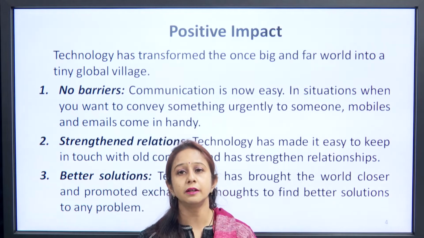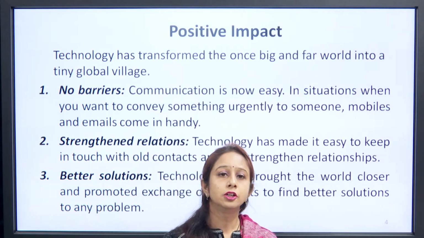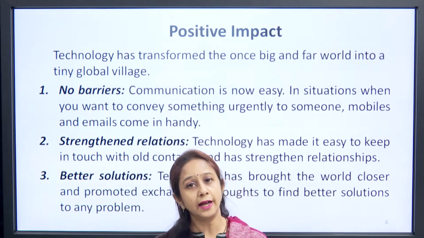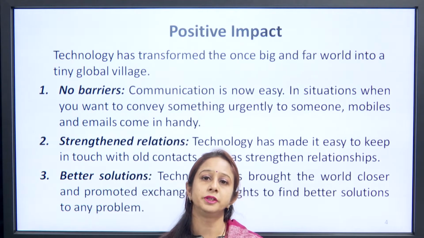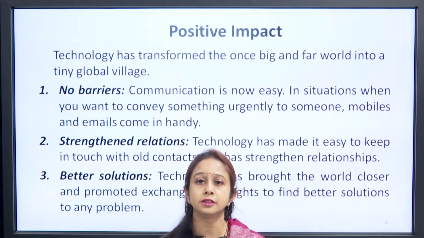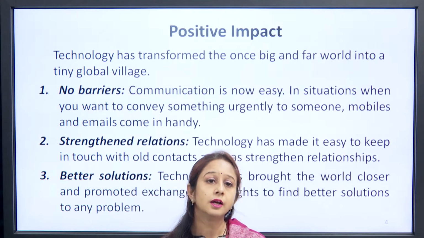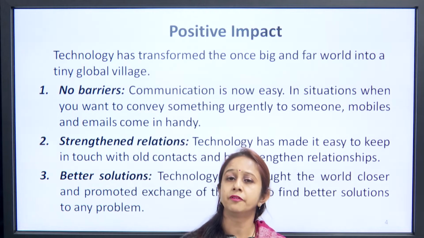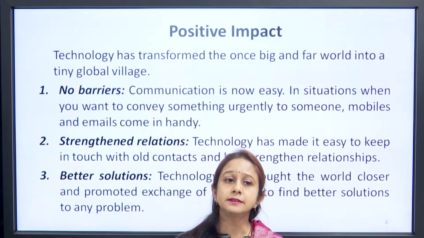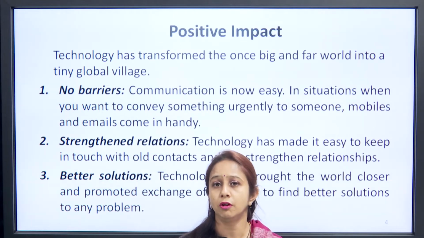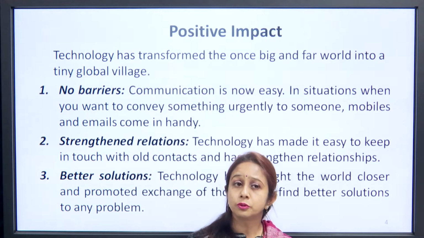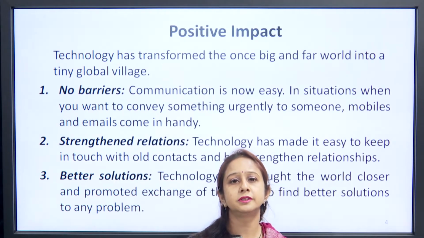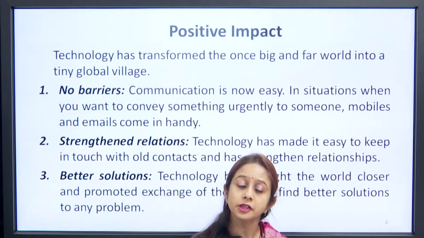Secondly, strengthening the relationship. Technology has made it easy to keep in touch with old contacts and strengthen relationships. While we are miles apart from each other, our relatives, and the different headquarters of organizations, though they are far apart by various miles, these miles can be reduced through the technology of communication. Through technology, we can reduce the distance between two people who are communicating with each other.